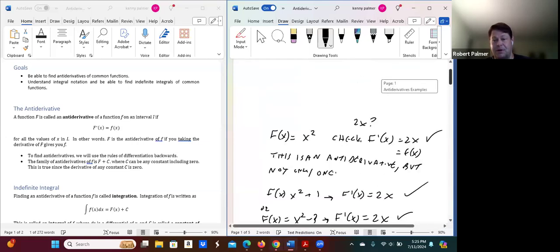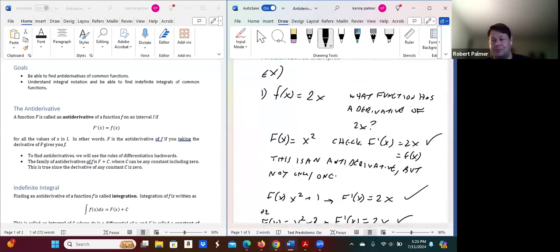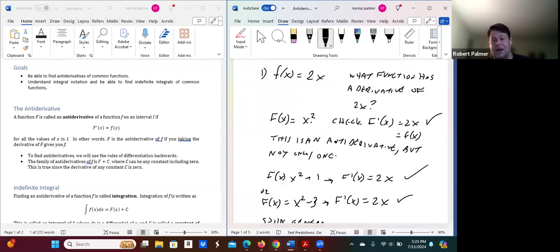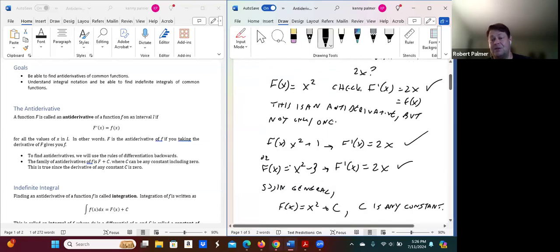So we had 3 examples here. If F of x is simply x squared, it gives me a derivative of 2x. X squared plus 1 gives me a derivative of 2x. X squared minus 3 gives me a derivative of 2x. So plus or minus any constant, the C, I'm doing plus, but it could also be negative. Give me any constant, I'll still get a derivative of 2x.